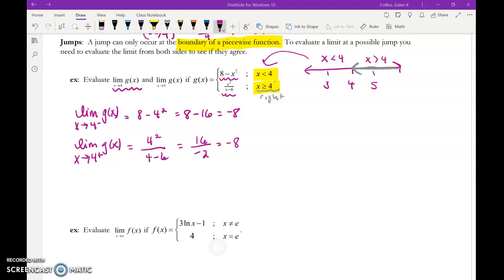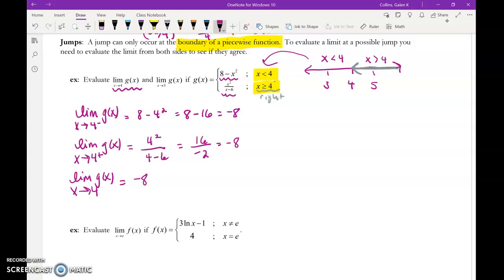Therefore, we could conclude, oh no, exit drawing. Sorry, I'm not so good with the screencast. That the limit of g as x approaches 4 is negative 8.